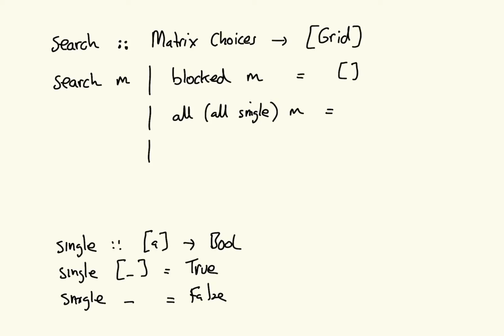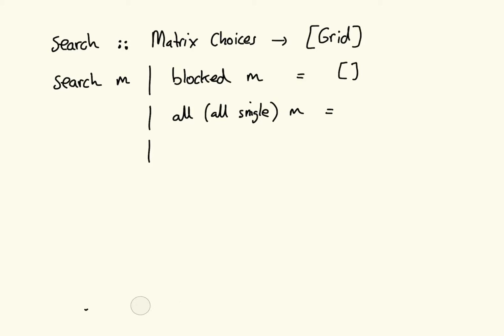Okay, so let me get rid of that. So what this is going to do is, if we've reached the point where every entry in the grid only has a single choice, it turns out we will have actually solved the puzzle at that point, and all we'll simply do is call collapse. So if there's only one choice for each cell, the puzzle is done, and we just call collapse, and that will simplify it for us, and we're done. Otherwise, we need to do a bit of work.